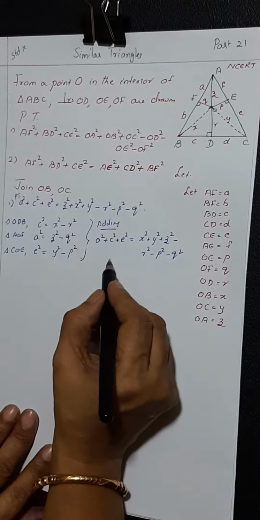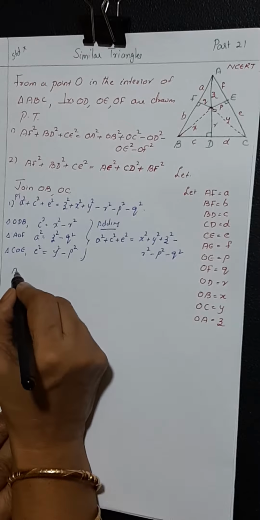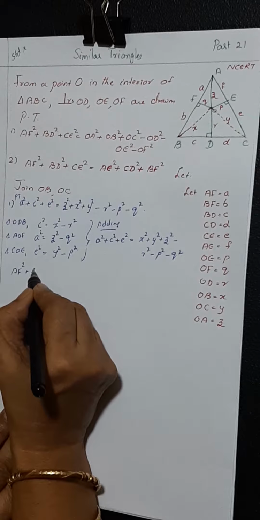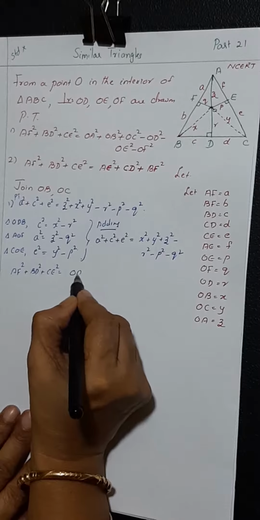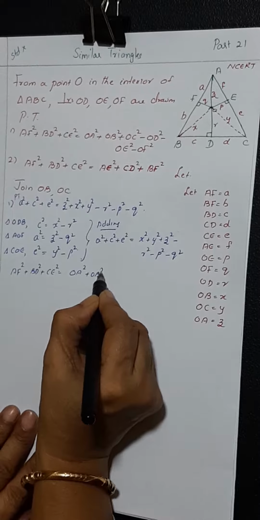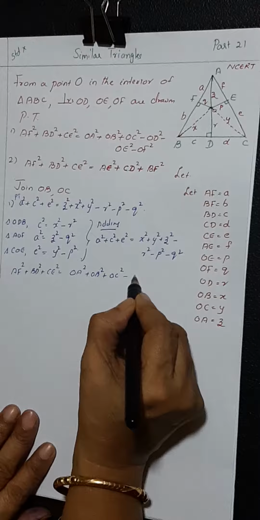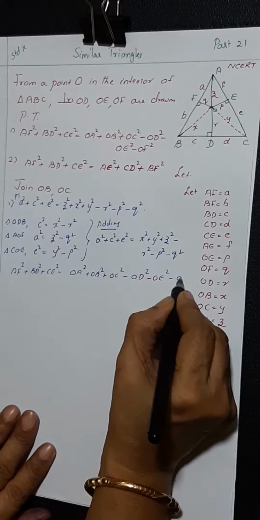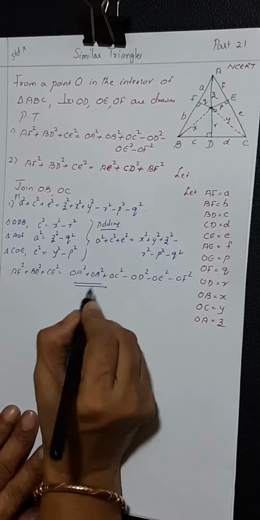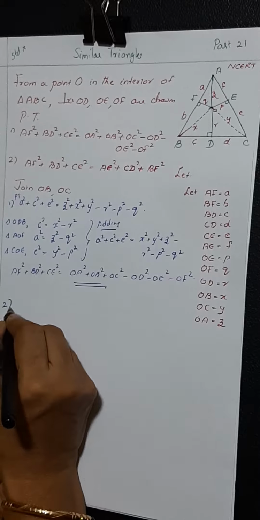So, you can again rewrite this as AF squared plus BD squared plus CE squared is equal to OA squared plus OB squared plus OC squared minus OD squared minus OE squared minus OF squared. Now, we have to prove the second thing.